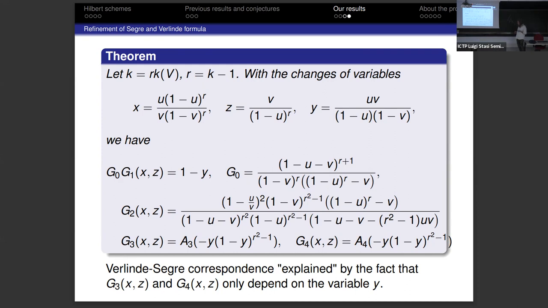But as G3 actually only depends on one variable, y, it turns out that therefore it must be true that they are obtained from each other by a certain change of variable, which is the one which was given there, and the same here. So if one views this as an explanation, which is maybe a bit crazy, this explains the Segre-Verlinde correspondence, and it's clear that the shift in rank is one, because after all, this was how our invariants were defined.